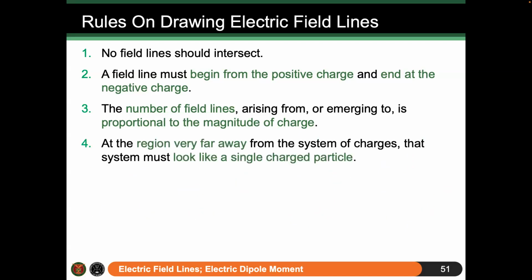And at a region very far away from system of charges, the system must look like a single charge particle, which is yung nakita na natin from before. Right? Every time mag-solve tayo ng any charge distribution, kapag sobrang layo natin dun sa source, mukha lang siyang point charge.